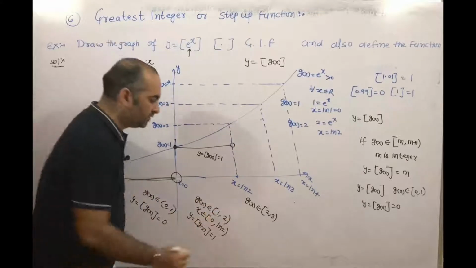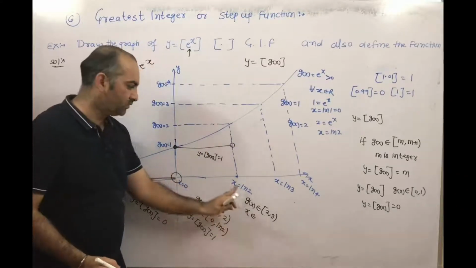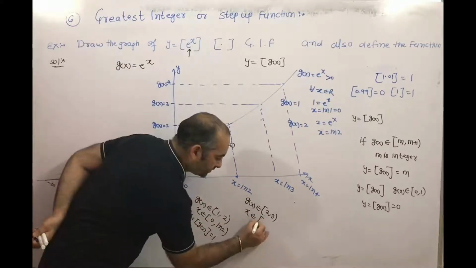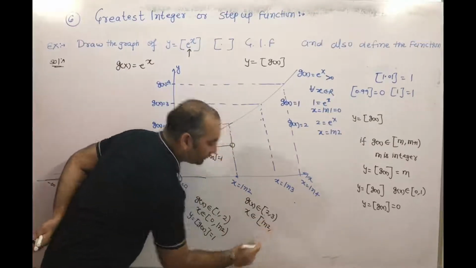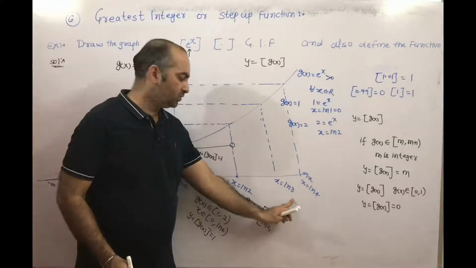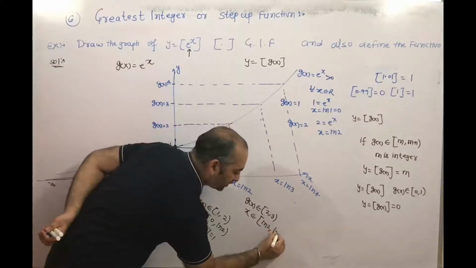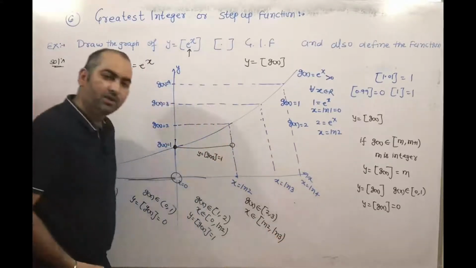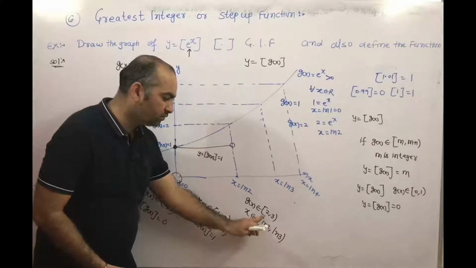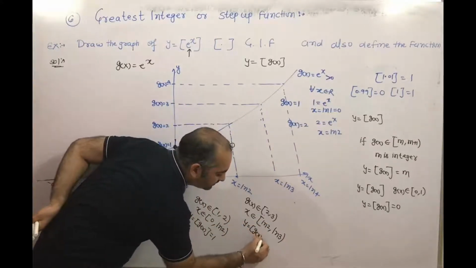x equal to ln2. So x belongs to, see, g(x) equal to 2 is included, so x equal to ln2 is included. So x belongs to ln2 to... see, g(x) equal to 3 we are getting at x equal to ln3. So g(x) equal to 3 is not included. So x equal to ln3 also not included. So 3 is open. So in this interval, g(x) value is 2 to 3.